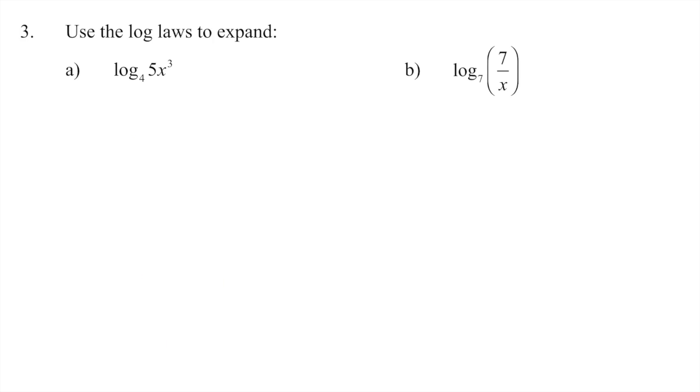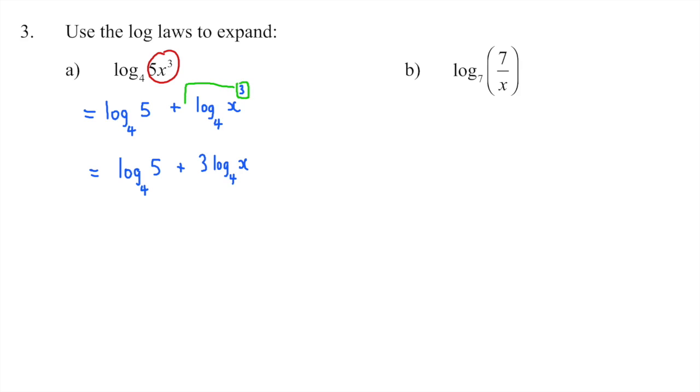Let's use our logarithm laws to expand these statements. So log to base 4 of 5 plus log to base 4 of x cubed, because we need to remember that 5x cubed is 5 times x cubed. And when I look at this particular question, it becomes log to base 4 of 5 plus 3 log to base 4 of x, because if you have a power, it goes out the front.